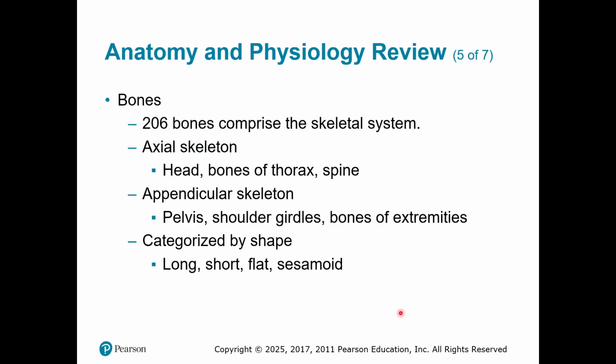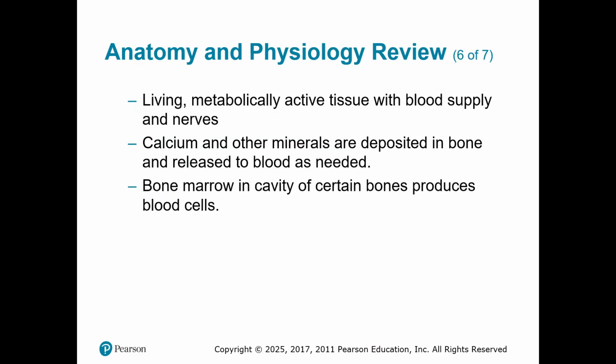206 bones. That's the number that comprise the skeletal system. You have the axial and appendicular skeleton. The axial skeleton is the head's bones, the thorax, and the spine. The appendicular skeleton is the pelvis, shoulder girdles, and the bones of the extremities. Bones are categorized by their shape: long, short, flat, or sesamoid, like your kneecap.